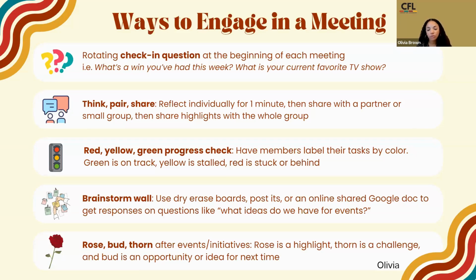So saying rose bud thorn, rose is a highlight. So something that went really well, or something that you really enjoyed out of the organization. Thorn was a challenge, or maybe something that you might not do again because it just didn't work out. And then bud is an opportunity or something that you could do next time or maybe next year.